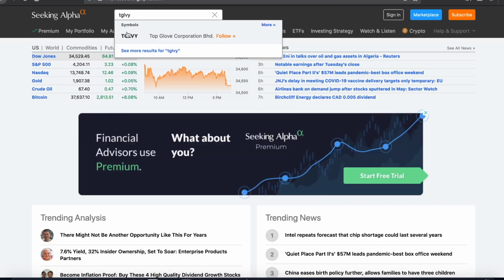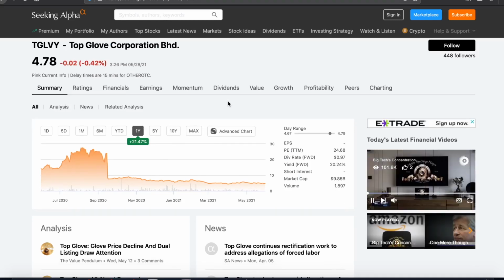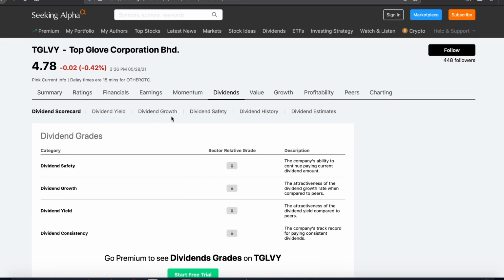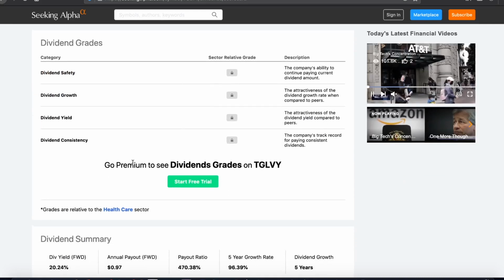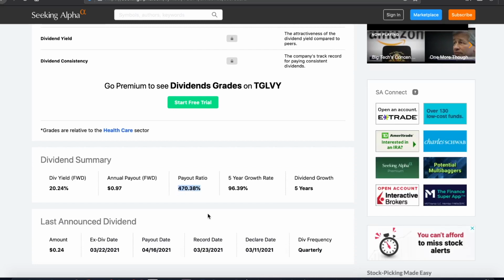TGLVY. All right, so we pulled it up here on Seeking Alpha. We go to dividends. And let's see payout ratio. So here's a red flag. Payout ratio is if a company is making $1 and the dividend it pays out per year is $1, that payout ratio would be 100%. So anything near that 100% mark is dangerous because it's very close to paying out the entirety of its profit.